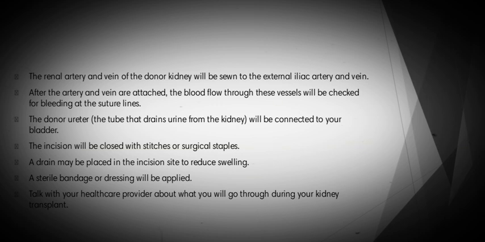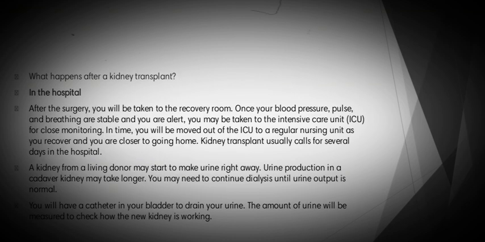The renal artery and vein of the donor kidney will be sewn into the external iliac artery and vein. After the artery and the vein are attached, the blood flow through these vessels will be checked for bleeding at the suture lines. The donor ureter, the tube that drains urine from the kidney, will be connected to your bladder. The incision will be closed with stitches or surgical staples. A drain may be placed in the incision site to reduce the swelling. A sterile bandage or dressing will be applied. Talk with the healthcare provider about what you will go through during your kidney transplant.